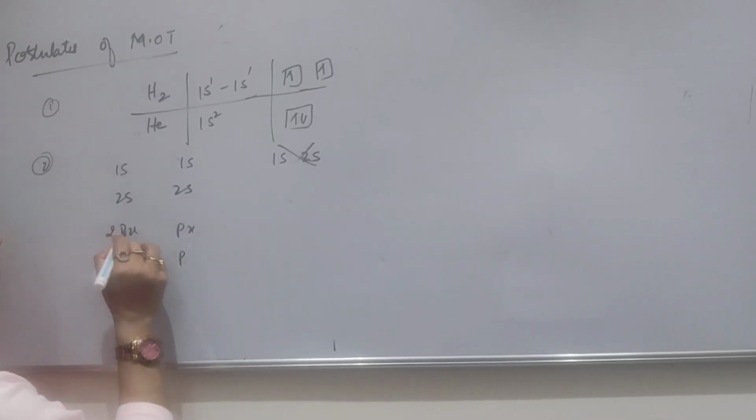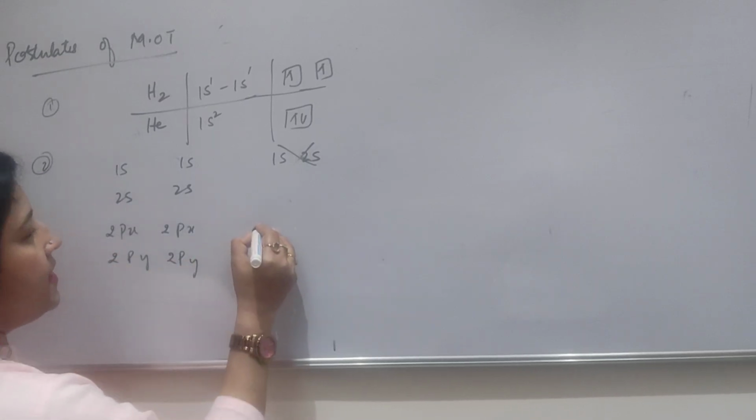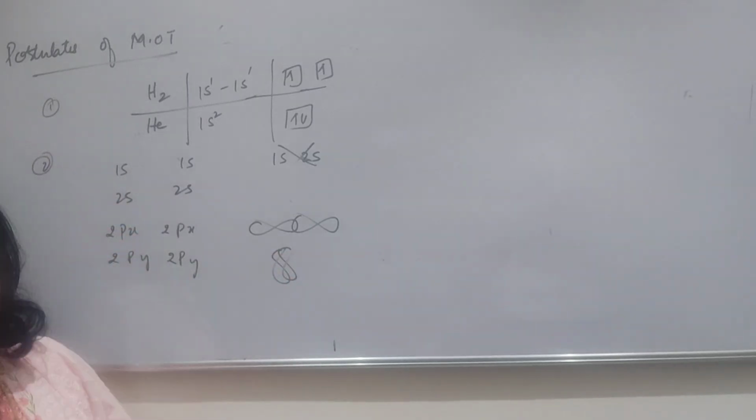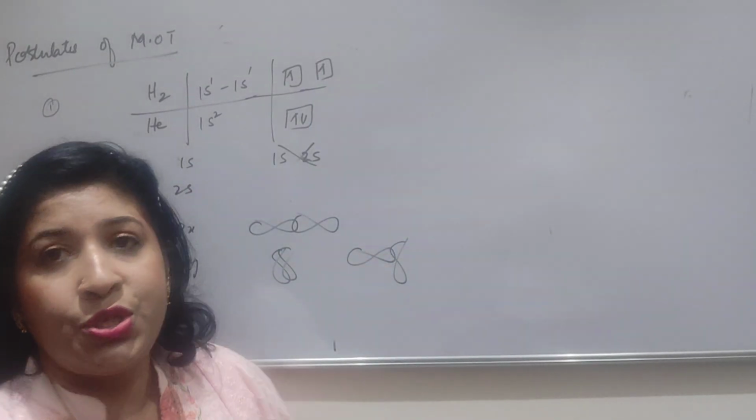Suppose it is 2px combines with 2px and 2py combines with 2py. It is like this. There is no possibility of 2px combining with 2py.